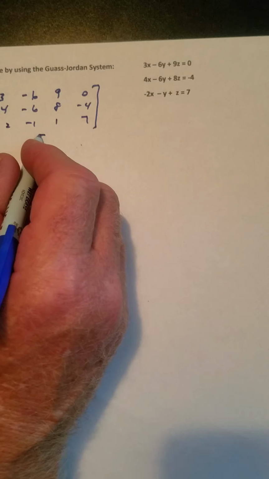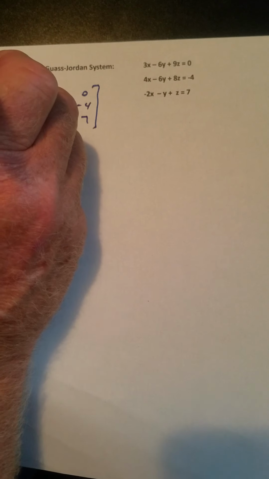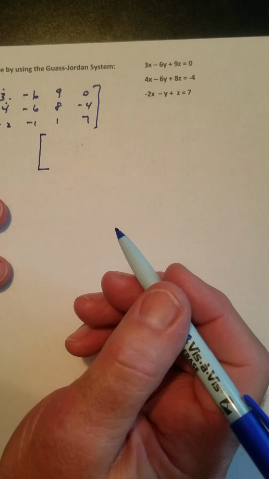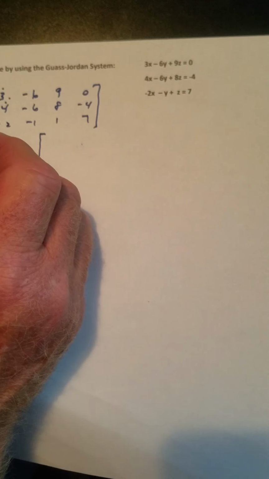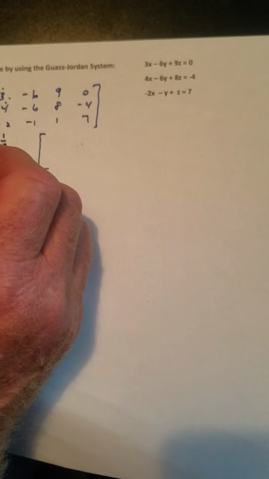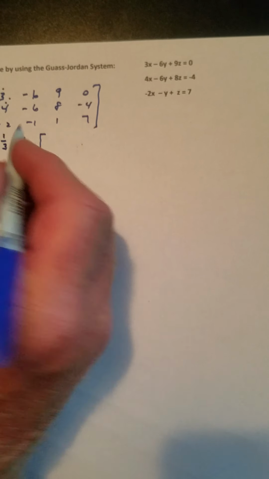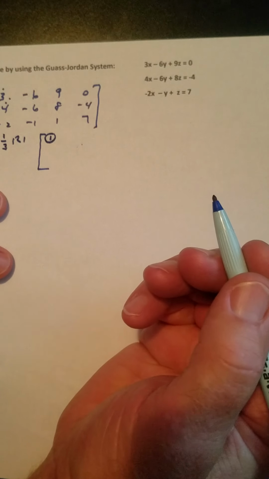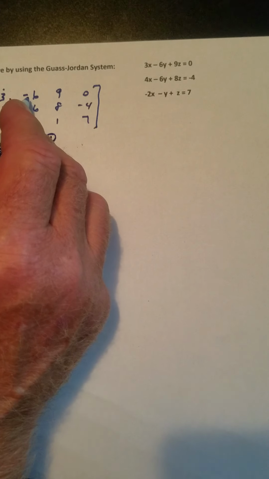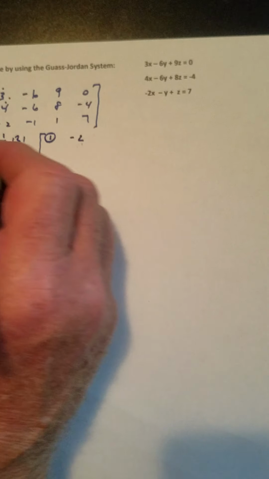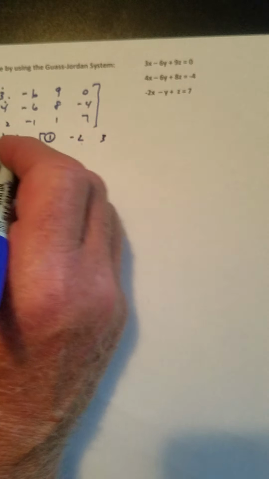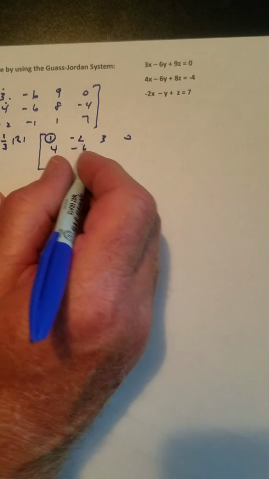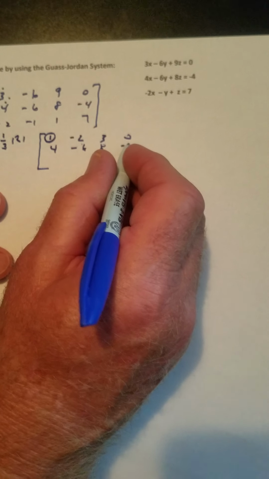What do we do first? We got to get a 1 right here. How do you get a 1? Usually you multiply by the reciprocal. The reciprocal of 3 is 1/3, so I'm going to take 1/3, row 1. 1/3 times 3 is 1. That's going to end up in my pivot, so I'm going to put a circle around it. 1/3 times negative 6 is negative 2. 1/3 times 9 is 3, and 1/3 times 0 is 0. And the other two rows stay the same.